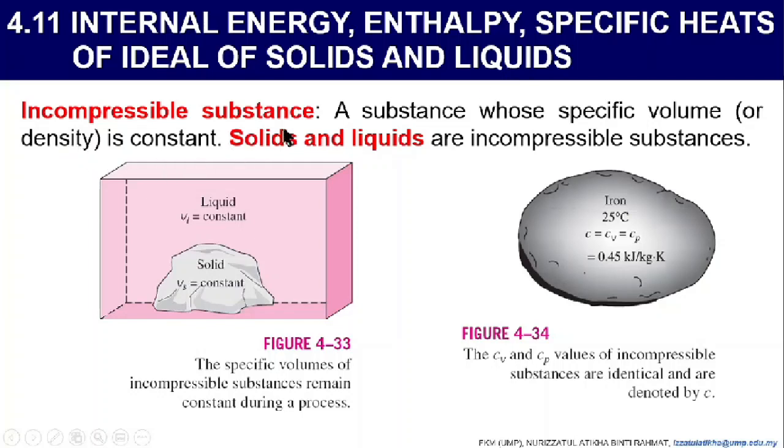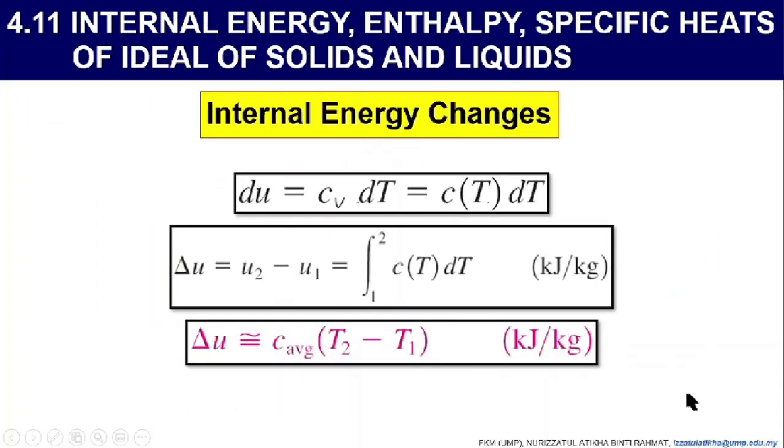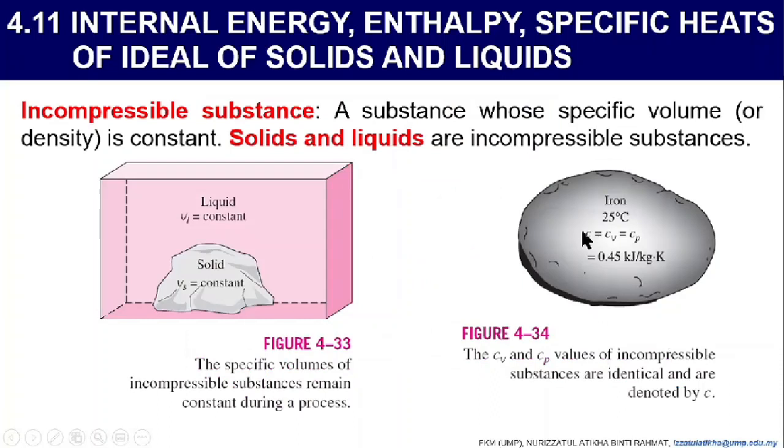We have incompressible substances. What is an incompressible substance? It is a substance whose specific volume is constant, or density is constant. For example, this rock. Solids and liquids are incompressible substances. You can see from this figure that the specific volume of an incompressible substance remains constant during a process. Solid, constant; liquid, also constant. The CV and CP values of an incompressible substance are identical and are denoted by C. C equals CV and CP.